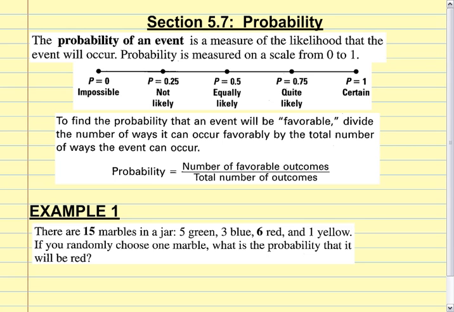Okay, folks, section 5.7, probability. I love this stuff. I really do. And it's simple. I think you guys are going to just roll right through this, okay? But let's just read some information first.